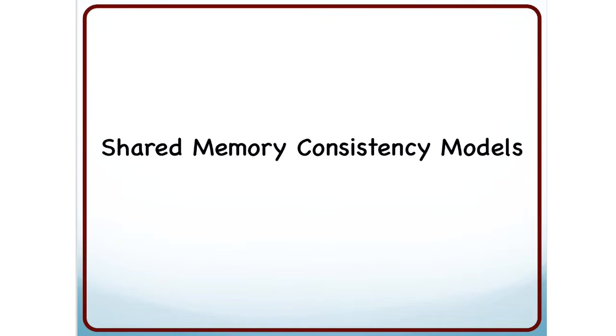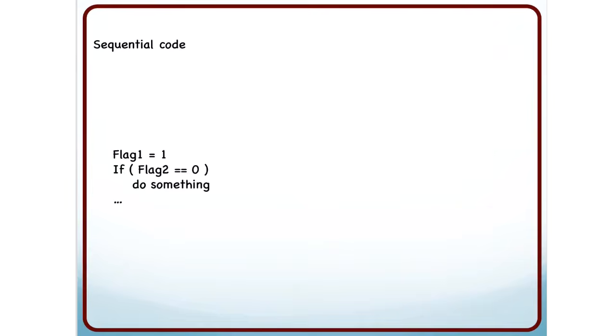Today we are going to talk about shared memory consistency models. Just to motivate why we need these consistency models, consider the sequential code. It sets flag 1 equal to 1 and then it checks if flag 2 is equal to 0, then it does something. Let's say it prints hello.